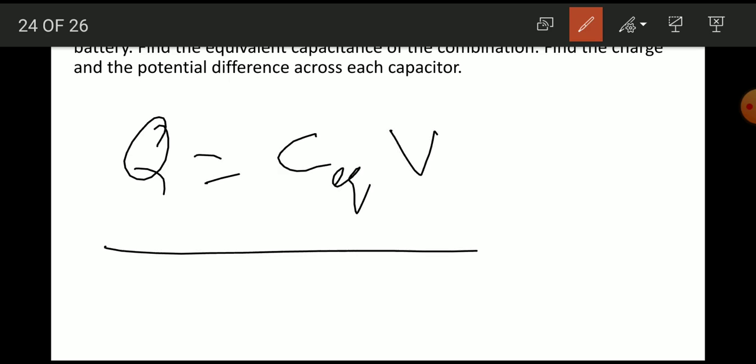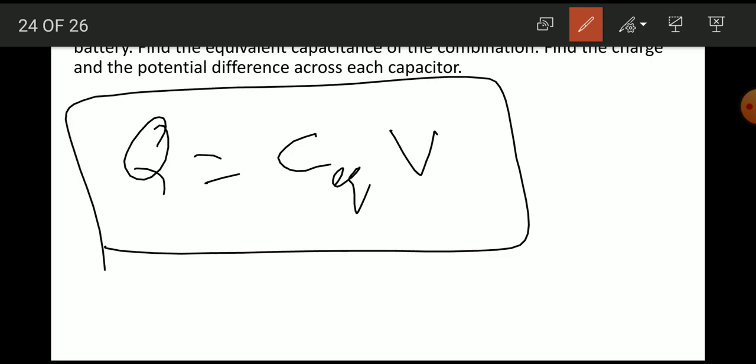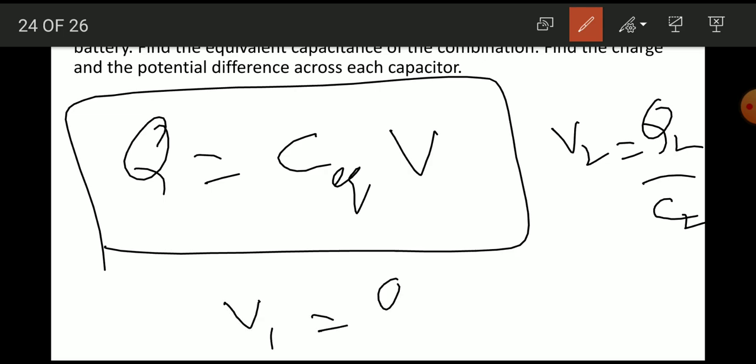The next formula: Q is equal to C equivalent into V, to find the charge. So determine C equivalent and use this formula. You will find the total charge on the capacitors. Then we have to find the potential. So V2 is equal to Q2 divided by C2 and V1 is equal to Q1 divided by C1.